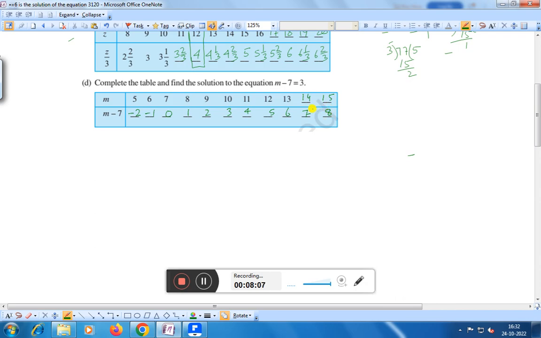Right. Now what is the solution? Here see, m minus 7 is equal to 3. If we put m equal to 10, then we are getting the value of 3. Then the left hand side is equal to right hand side. Therefore m equal to 10 is the solution of the equation.